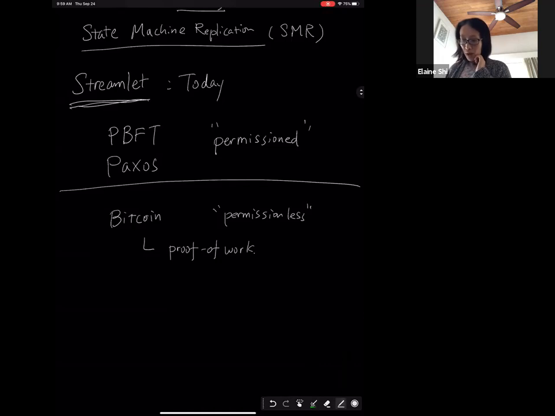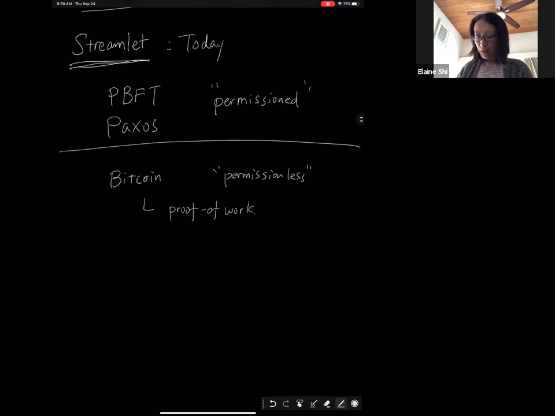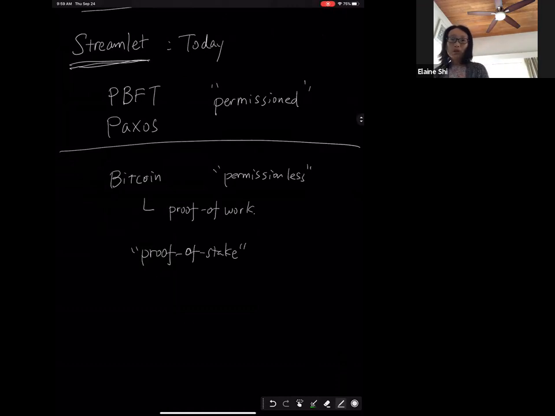But the biggest drawback of proof of work is that it's very wasteful. It's not green, right? It burns electricity, and the electricity consumed at some point, even a couple of years ago, was already as high as the electricity for the entire country, Ireland. And therefore, many blockchain projects start to switch to a new paradigm called proof of stake. In proof of work, your voting power is proportional to your hash power, whereas in proof of stake, your voting power is proportional to the amount of cryptocurrencies you hold.